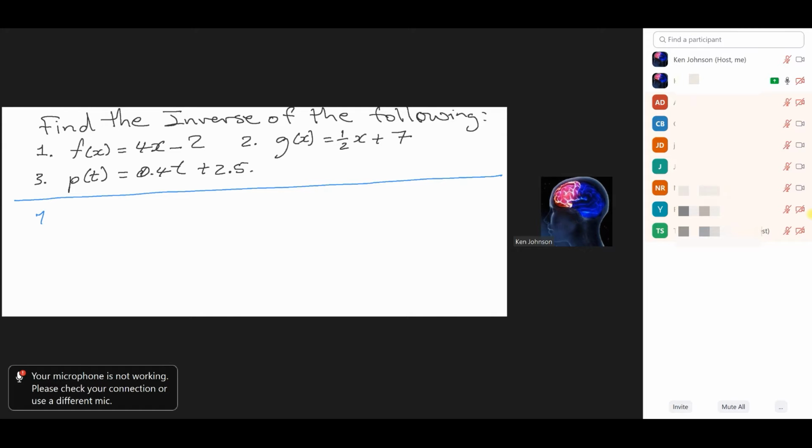So number 1. f of x is equal to 4x minus 2. Step 1, we are going to replace f of x with y. Step 2, we're going to interchange x and y, swap. And then step 3, we are going to solve for y.